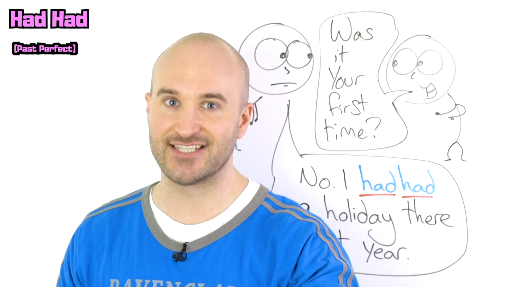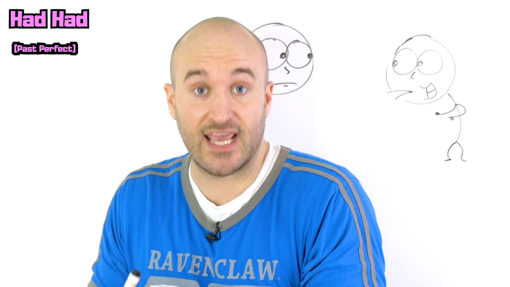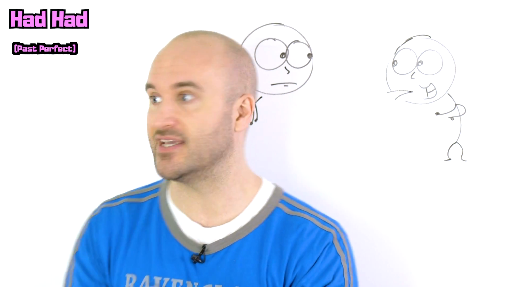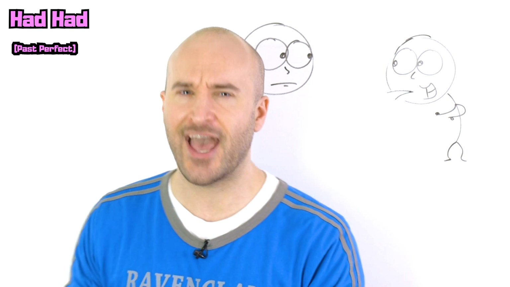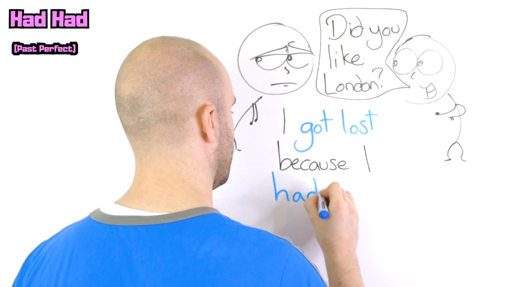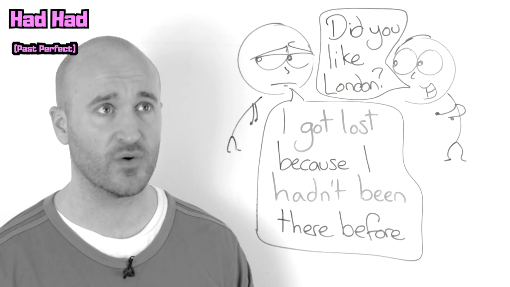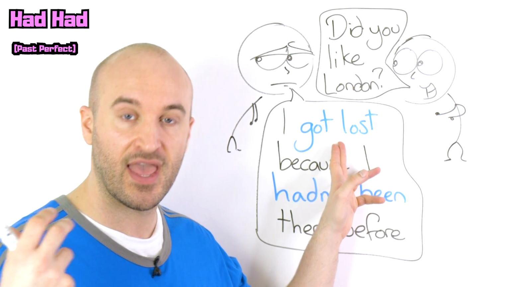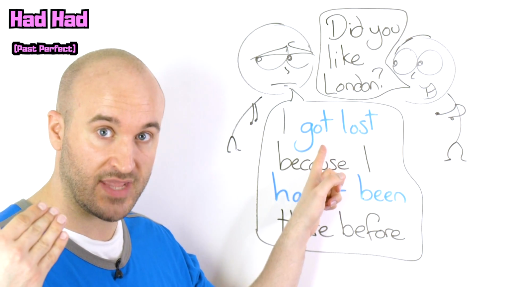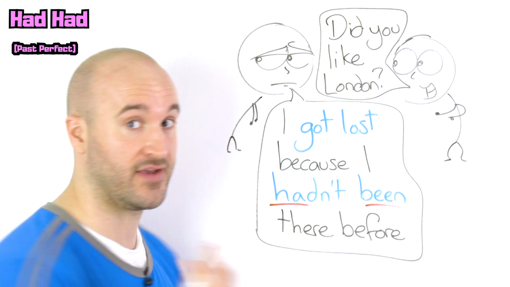If I show you in a negative, it might make more sense. Okay, let's imagine that holiday was his first time to London and he got lost because he doesn't know the city and it can get confusing. So, oh, did you like London? I got lost because I hadn't been there before. This happened in the past. Anything that relates to before this time, and if it's connected, then we use that past perfect tense.